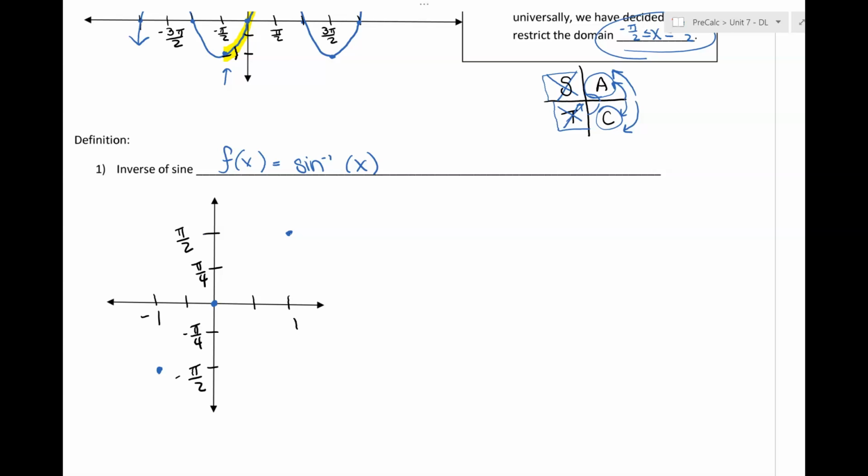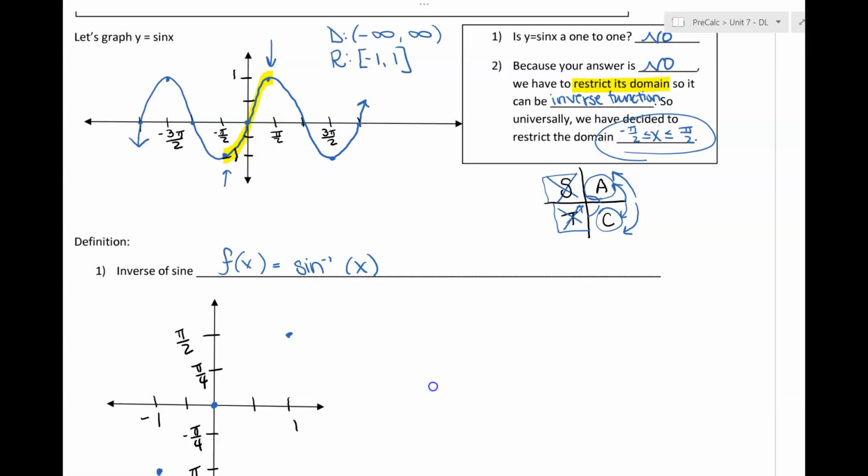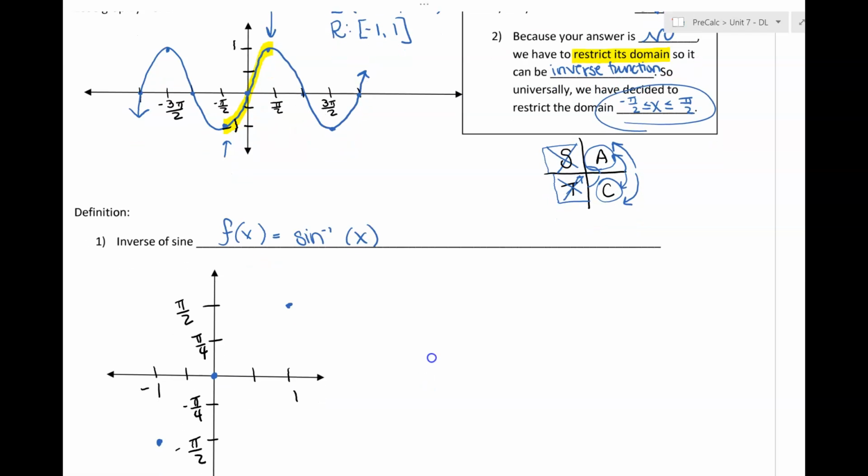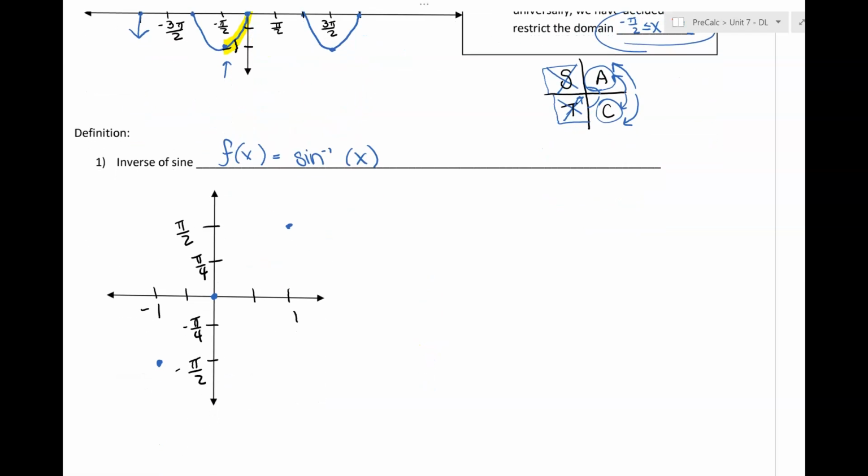And the one thing we're missing is what's happening in between, because we know that it curves. It's definitely not going to be linear because this is not a linear function. But I do know that the sine of pi over 4 is rad 2 over 2, which is approximately, if we round, 0.7. So if the original sine function has a coordinate at pi over 4, 0.7, then its inverse is going to have a coordinate at 0.7, pi over 4.